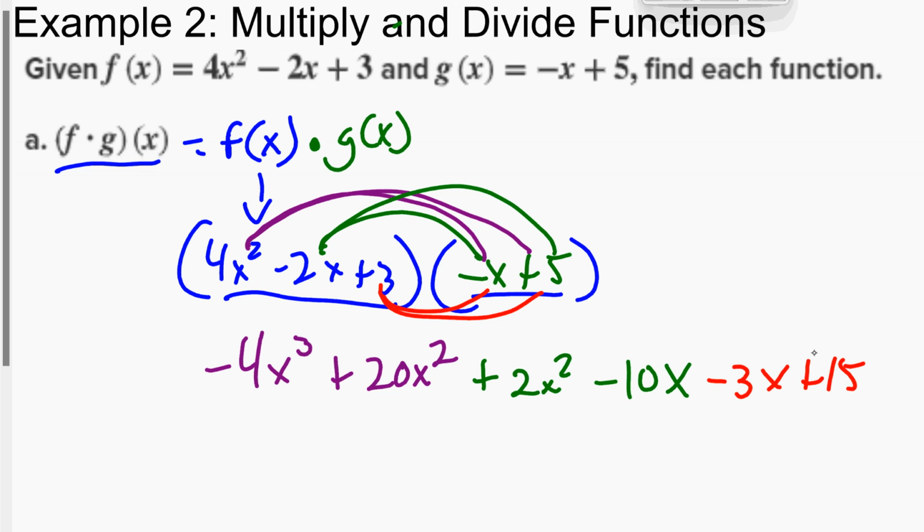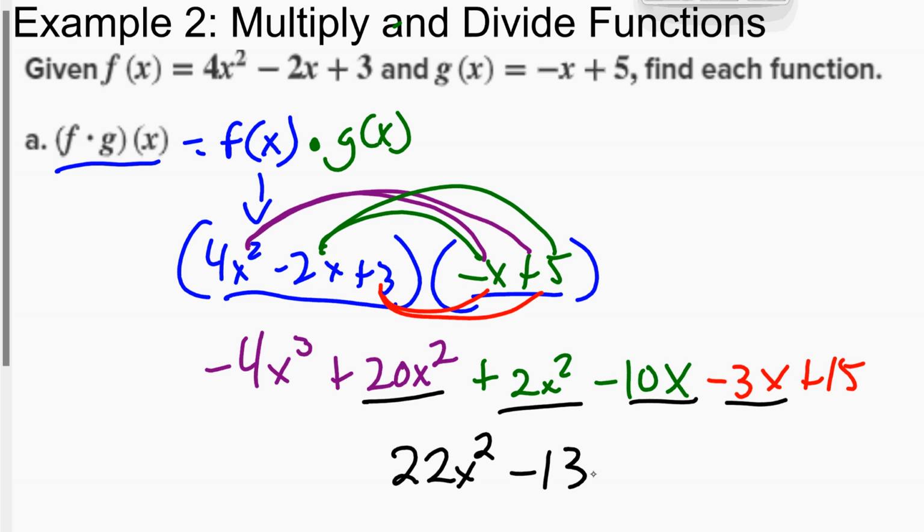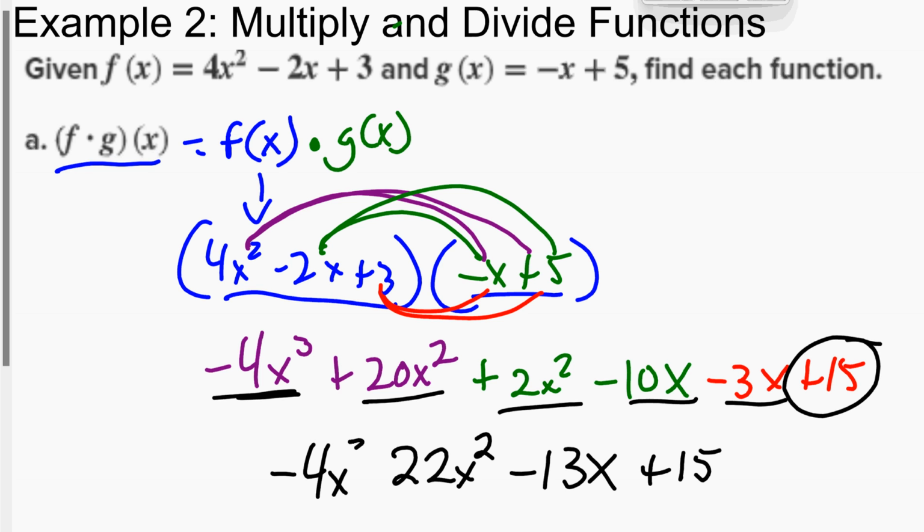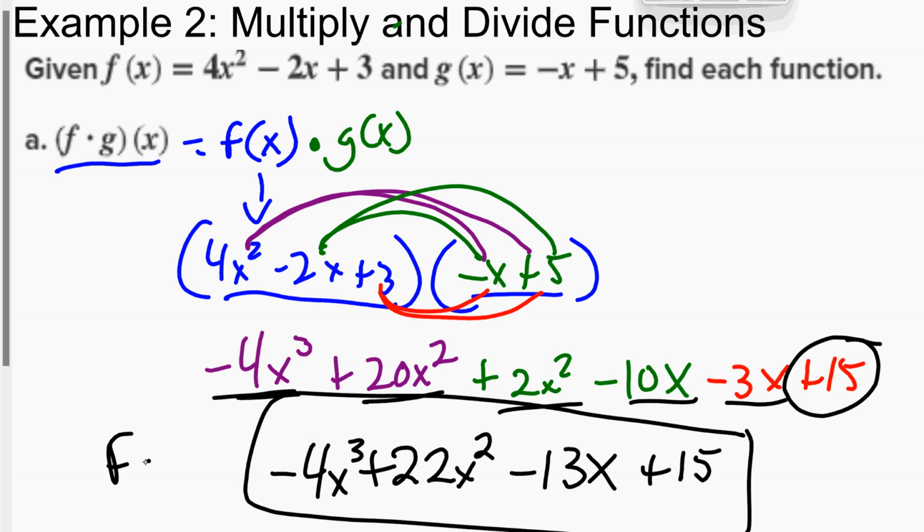Then I want to make sure I did my math correctly and combine like terms. So I got a 20x squared and a 2x squared, so that would be a 22x squared. I have a negative 10x and a negative 3x, so I have a negative 13x. I have a positive 15 at the end, my constant, and then my lead coefficient right here is negative 4, so I have a negative 4x cubed, and that's a positive 22, so I'm going to put a plus sign in between there. And that would be multiplying f times g of x.